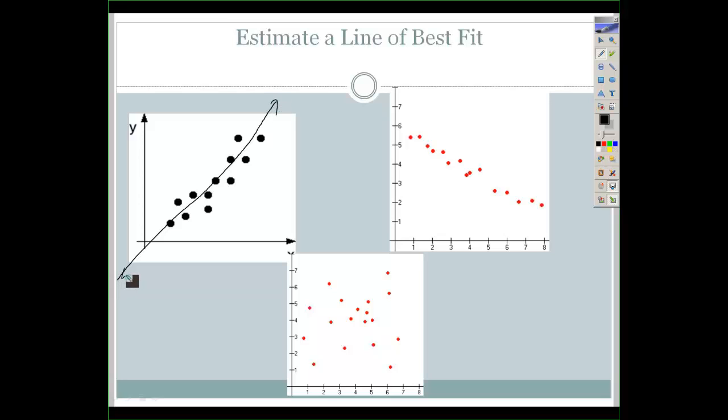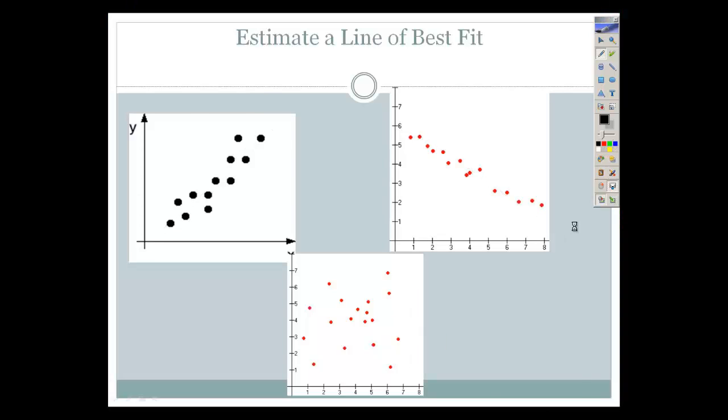Our lines are always continuous, so I'm going to go ahead and put arrows on it there. Once again, I'm just going to try and draw through as many points as I can, as straight as I can, and that's going to be my line of best fit. When you get to a no correlation, you're just going to put no line of best fit, because there's really no line that's going to be a very good estimate for that.